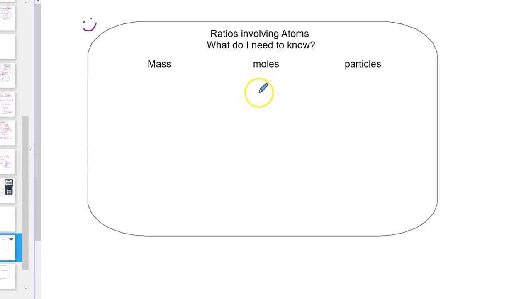So, a couple things here. One, we have mass, we have moles, and we have particles. What do these mean? Well, particles obviously are like atoms, molecules, could be maybe ions. So these are just individual particles.